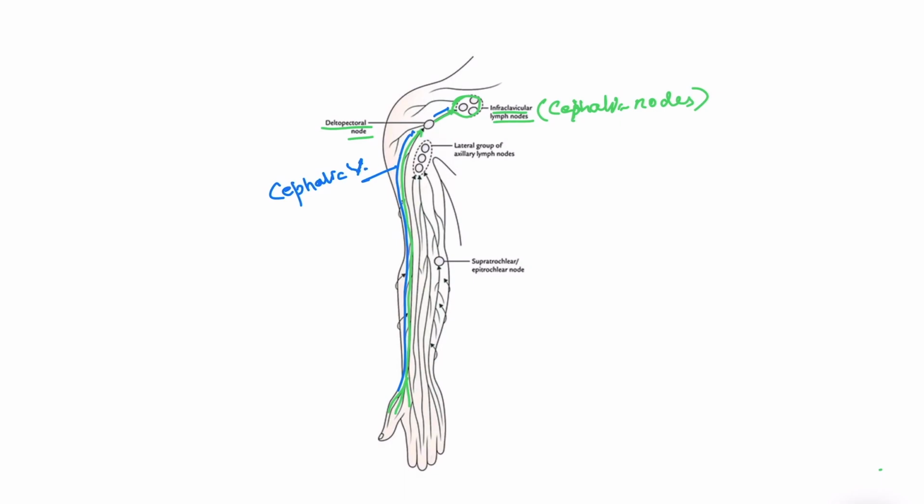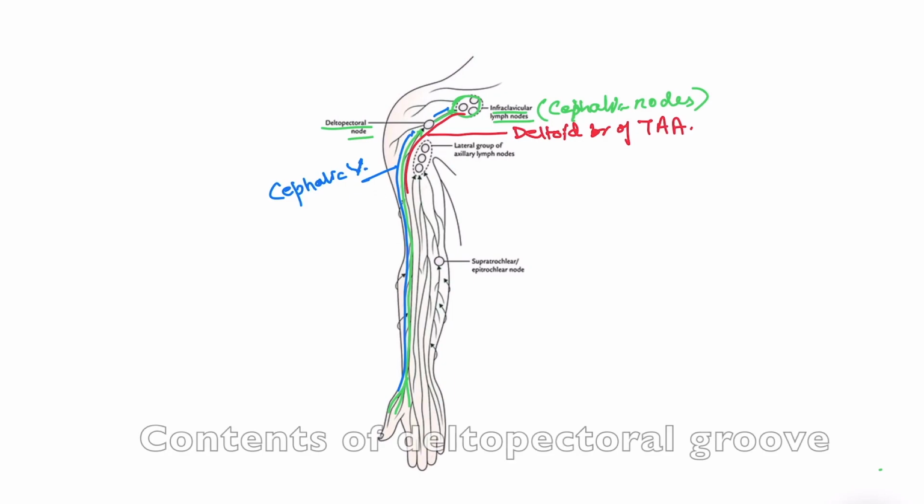In the same deltopectoral groove, there was this artery coming out. This artery is a branch from the thoracoacromial artery, and this is the deltoid branch of thoracoacromial artery. So remember the three contents present in the deltopectoral groove. These are the cephalic vein, the lymphatics from the thumb and its web and the lateral border of the forearm, and the deltoid branch of thoracoacromial artery. These are the three structures present in the deltopectoral groove.